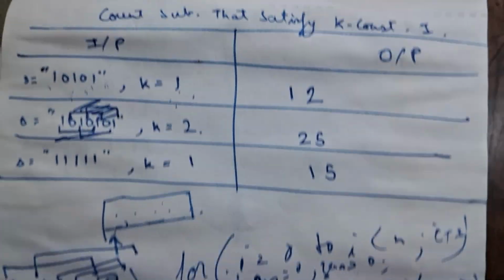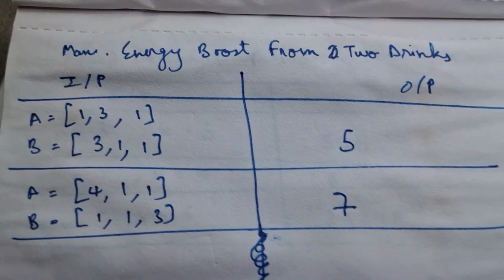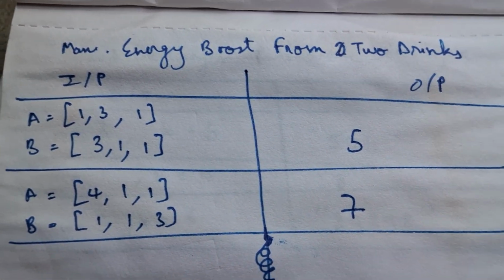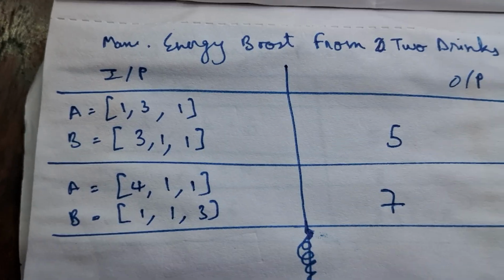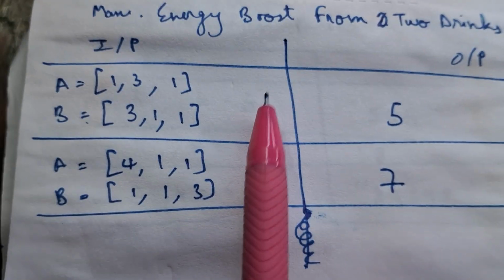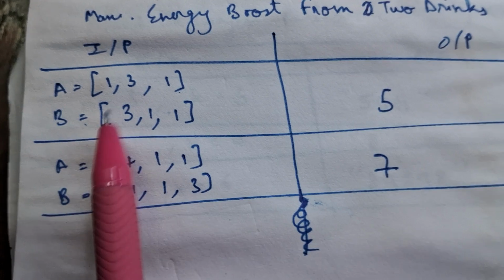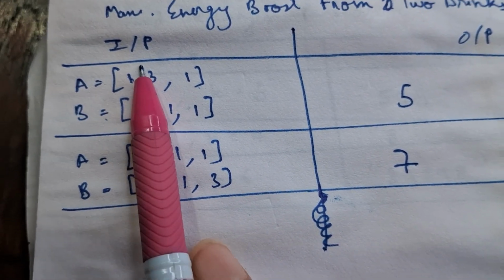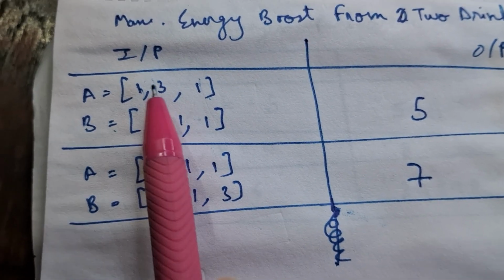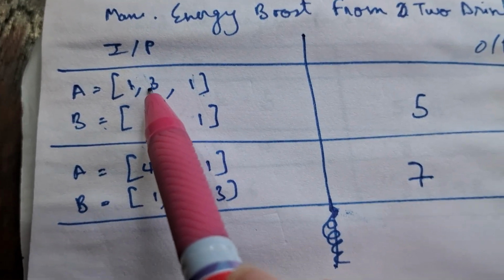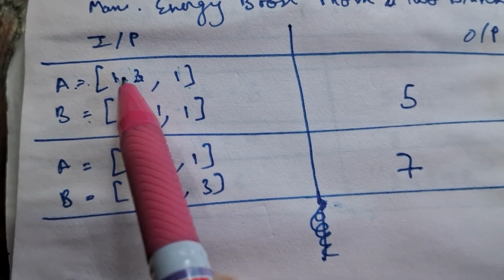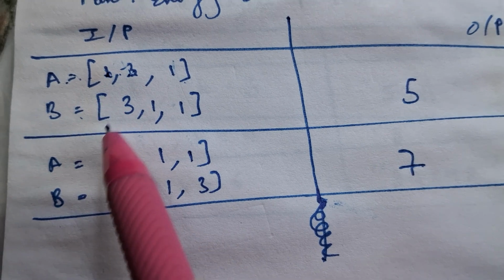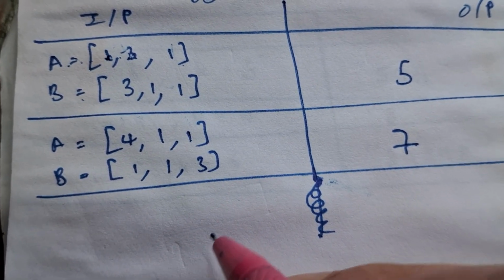If this is clear, we can go to the next question. This is problem B, maximum energy boost from 2 drinks. You're given 2 types of drinks and you get this amount of energy whenever you drink one of them. For every hour you can drink any of the drinks, but if you're drinking this drink, then for the previous hour you can either drink this but not this.